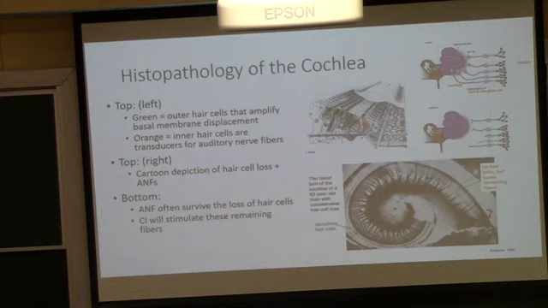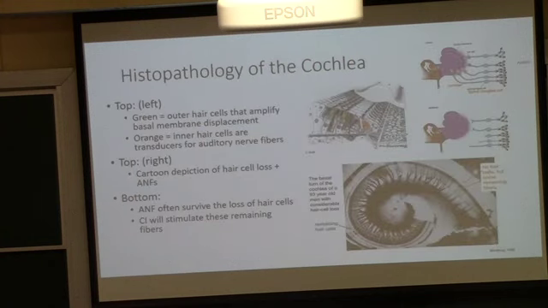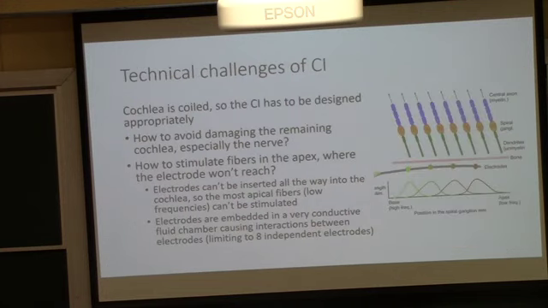The top cartoon picture is normal, and the bottom is what actually repaired. Cool. So what the cochlear implant really does is stimulate these remaining nerve endings, because you lost the hair cells. There are a couple of technical challenges of a cochlear implant. One big thing is that physically the cochlea is coiled, so the implant has to be designed appropriately. How do you insert it without damaging the remaining nerve endings, because that's what you're trying to connect? And how do you stimulate fibers in the apex where the electrode won't reach?